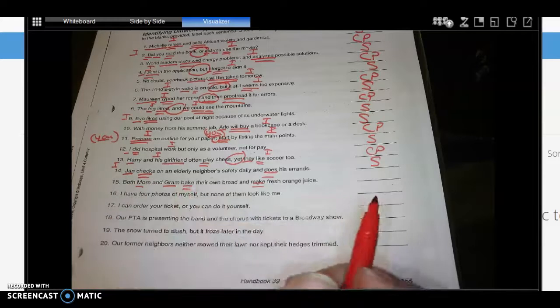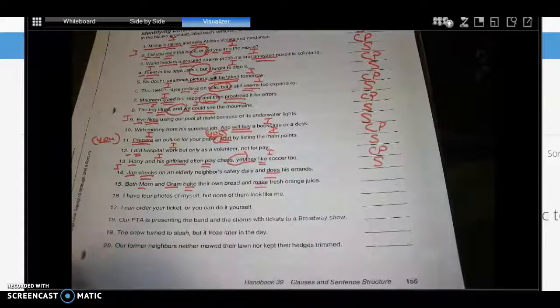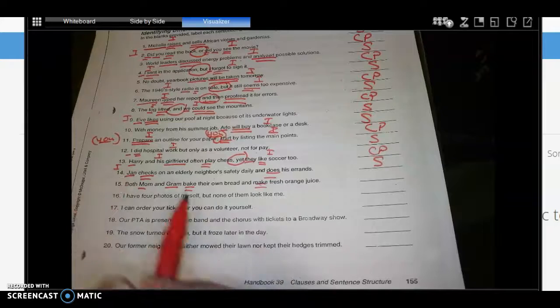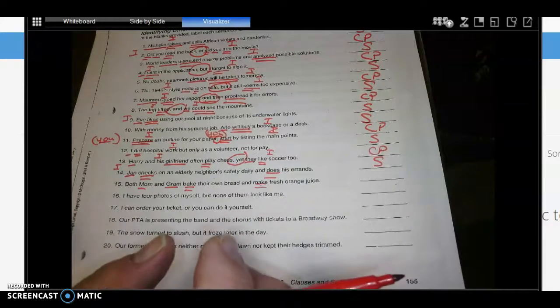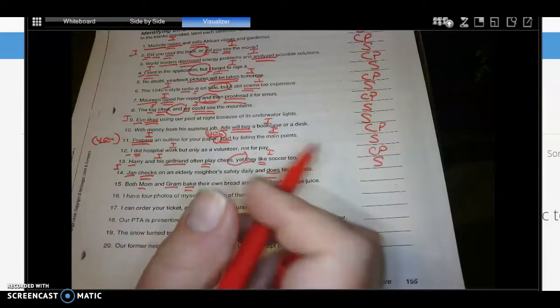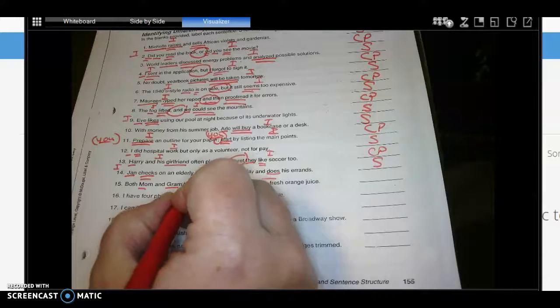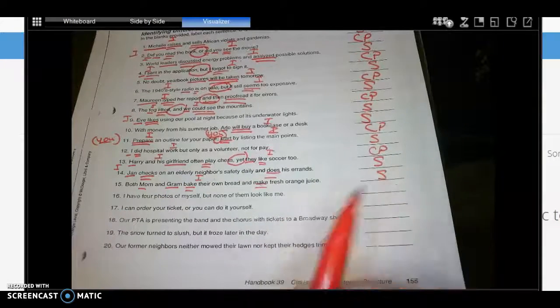Okay? Here we have bake and make, and who's doing the baking and the making? Mom and Graham. But notice this one's kind of tricky because we do have two subjects and we do have two verbs, but they're not in independent clauses. They're just compound subjects, compound verbs. They're not in a separate clause. So I only have one independent clause, and this one is simple.